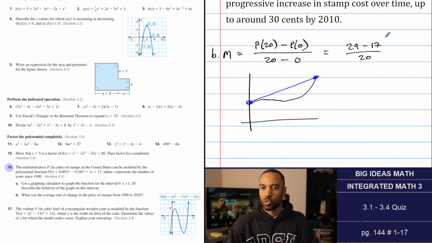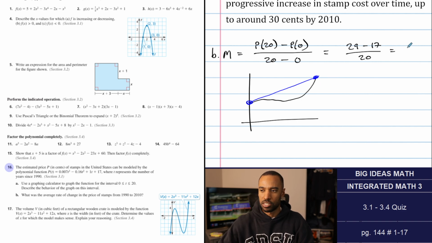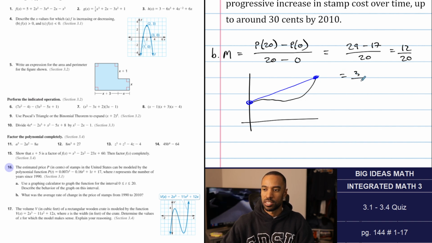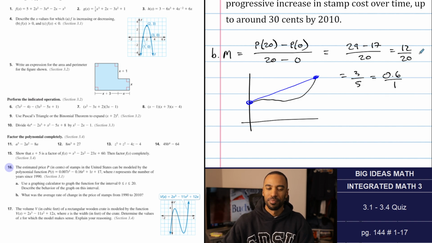Wow, cool. Or is it? I guess so. Yeah, 29. Thank you. So this is 29 minus 17 over 20. The change goes from 17 cents up to 29 cents. That's 12 cents change over the course of 20 years. You increase 12 cents in 20 years. That's 3 cents every 5 years. That is 0.6 cents every 1 year, right?